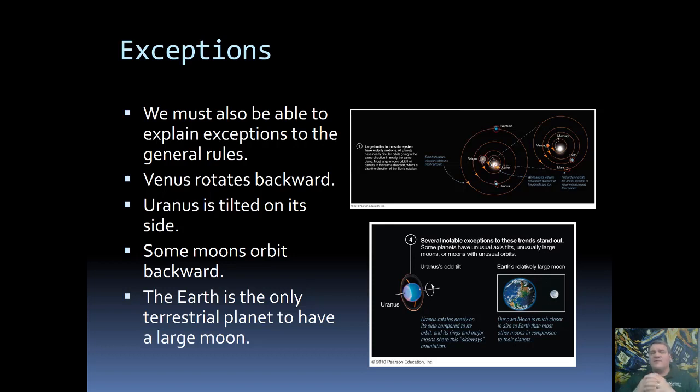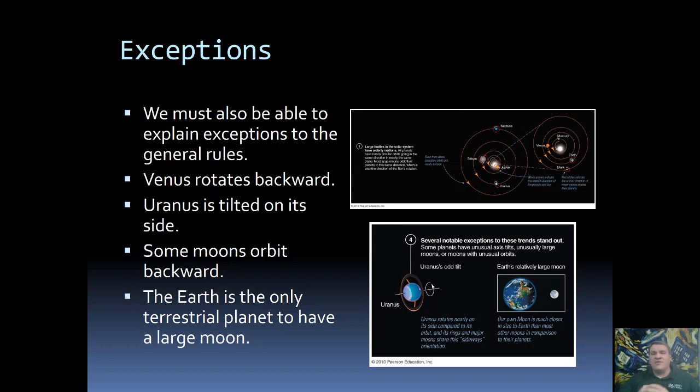One thing that we've noticed with moons is generally moons orbit in the same direction that the planet is rotating, but that is not all. Some moons have a retrograde rotation, which we're going to have to be able to explain. And the last exception is actually the Earth's moon. The moon is surprisingly large compared to the planet that it's orbiting.